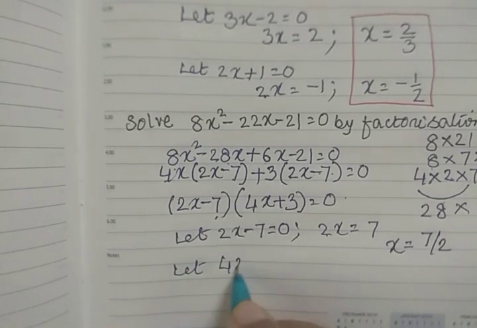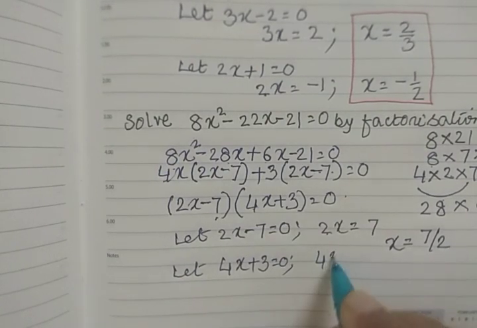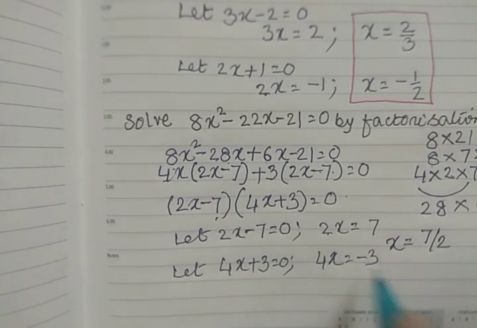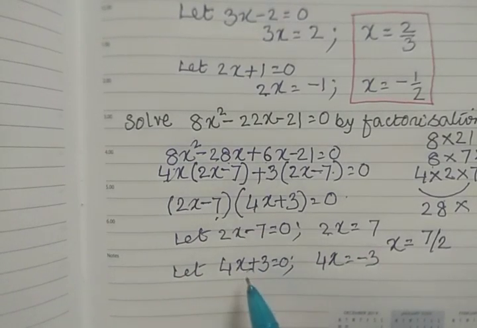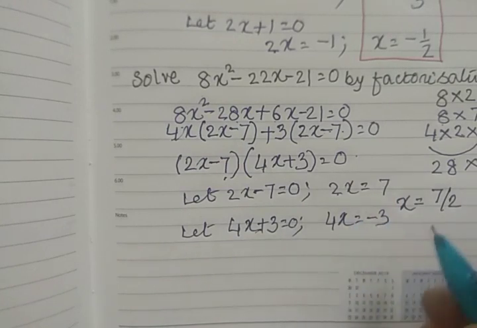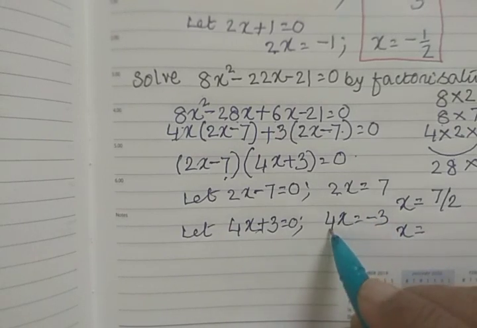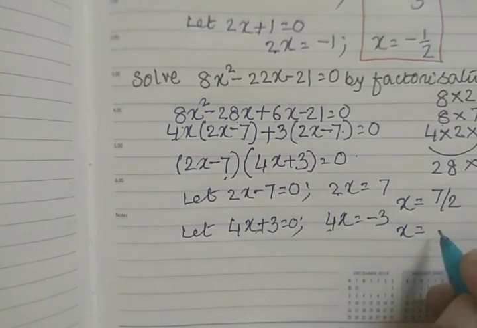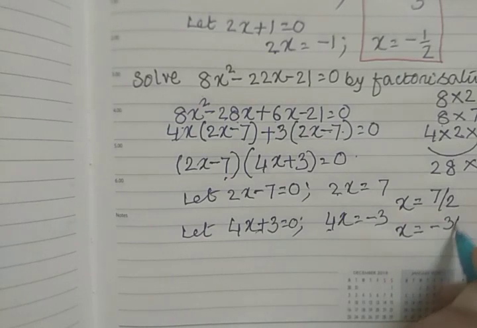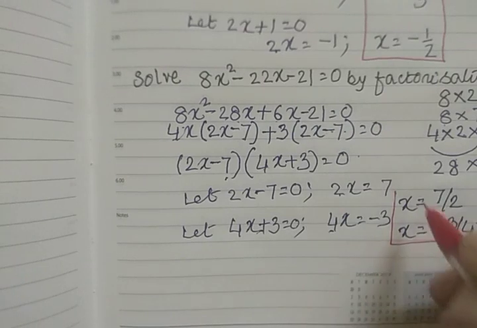If your 4x plus 3 becomes 0, then what happens? 4x is equal to minus 3. The reason is here it is plus. If you take to other side, it becomes minus. Clear? Or x is equal to, 4 here multiplying, other side it will divide, minus 3 by 4. So this is your solution. What is your solution? X is equal to 7 by 2 and x is equal to minus 3 by 4.